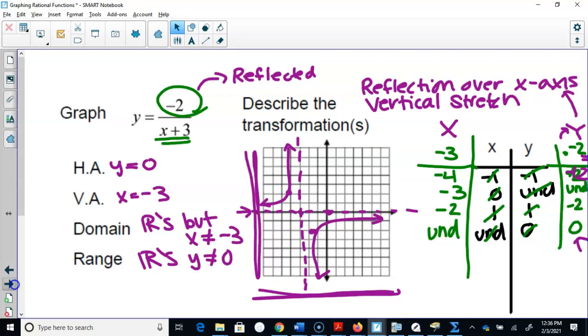All right, ladies and gentlemen, step 1, make your parent table. Step 2, transform that table. Step 3, graph it and talk about your horizontal asymptote, vertical asymptote, domain, and range. And then finally, describe the transformation. There's one transformation that we have not addressed. We've talked about the multiplication of the negative, about the 2. We have not talked about this negative 3. What happened? Our x values went to the left 3. So the whole graph shifted left 3.